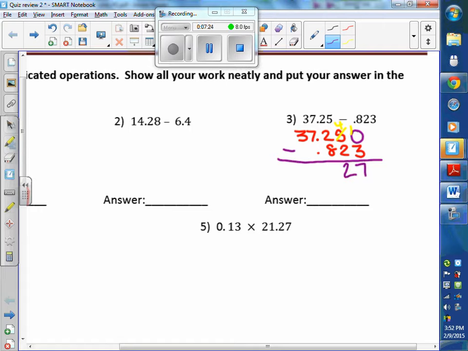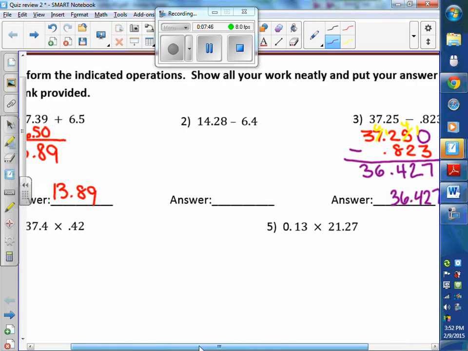You have to borrow again, right? So that's 12 take away 8 is 4. And then 6 and 30. Is that what you got? Good. So 36.427. Nice. All right.